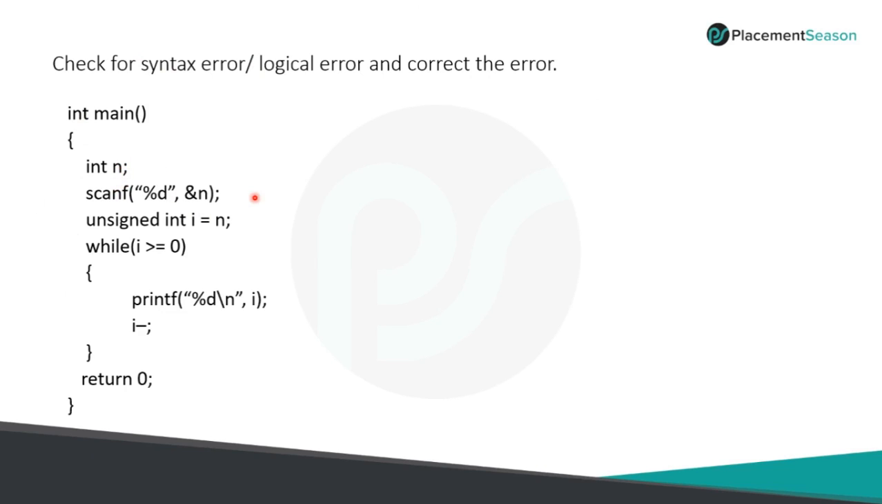Include correct, scanf correct, unsigned int correct, while i greater than or equal to 0, printf, return 0. As you see, there is no syntax error. Everything is syntactically correct. So there has to be a logical error. As I said earlier, errors can occur mostly in the loops. So check on the loop. While i greater than or equal to 0.